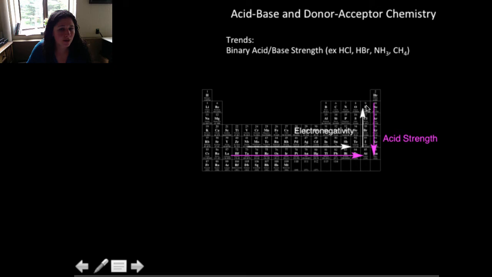So HF is the weakest and HI is the strongest, and that's because the size of the atom really matters. So I being the largest atom and F being the smallest atom, F makes a very strong bond to hydrogen, and I does not because it's very large, and so the energy difference of the atomic orbitals from H and I is very different, so they don't form a very strong bond, and so it results in HI being very acidic.